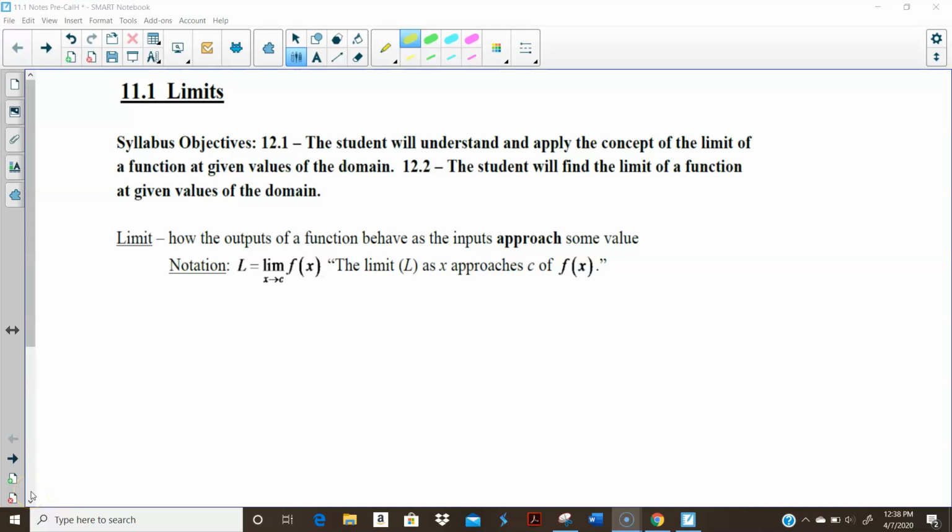So now that you've reviewed limits on Khan Academy, we're going to start filling out the notes on page 168 in your note guide 11.1. A limit is how the output of a function, and again, output is f of x or your y values of a function, behave as the input or your x values approach some value. The notation of it is the limit as x approaches c of f of x is how you read that.